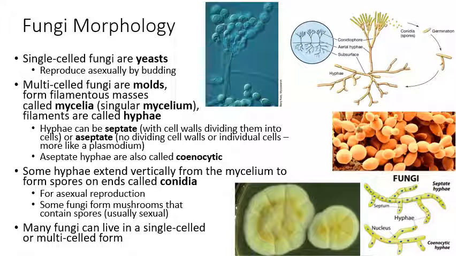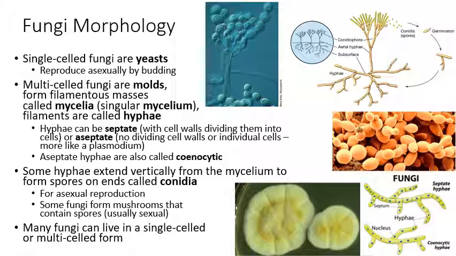In general, if you have a single-celled fungus, that's called a yeast. If you have a multi-celled fungus, that's called a mold. For the yeast, the single-celled fungi, they're going to reproduce asexually using budding division. Some of them can reproduce sexually as well, but they can all reproduce asexually by budding.